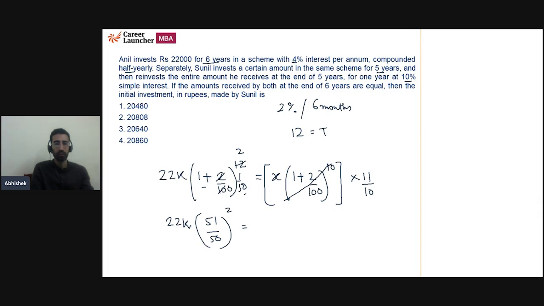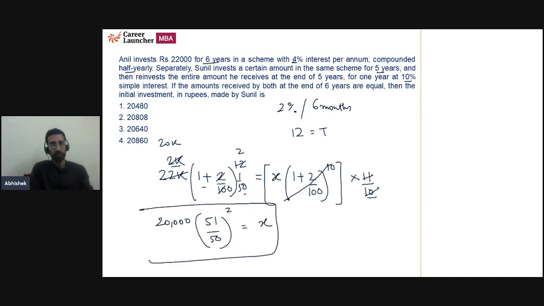22 by 11 is basically 2k, right? And 2k into 10 would become 20k. So I think 22k you can avoid. You don't need 22k, you need 20k, and 20k will be divisible by 50 square, no? So 20,000 into 51 square by 50 square, that is the value of x. This is easy to calculate, not that difficult. Just calculate from here on.